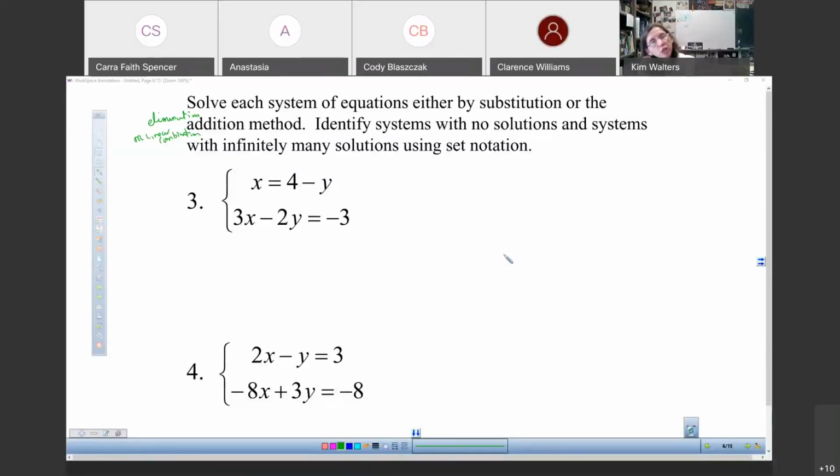So this book just happens to call it the addition method, but it's the same thing. So the name doesn't mean anything. Substitution is just known as substitution. Pretty important. And it says identify the systems with no solutions and the systems with infinitely many solutions, or find the solution. And we'll talk about how to write that in set notation.